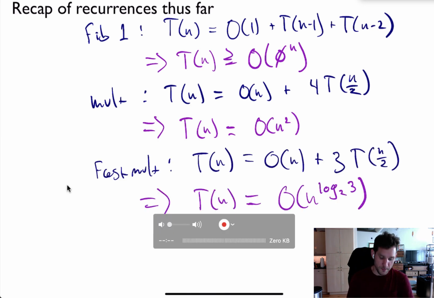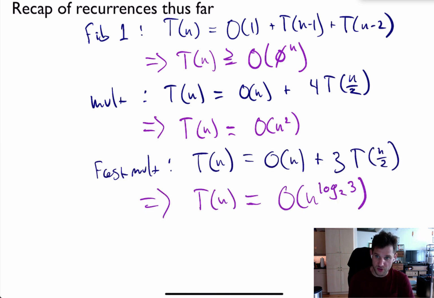Finally, we also saw the fast mult version, which used a trick from Gauss, which managed to reduce the number of multiplications on every recursive call of the algorithm to 3. We ended up getting a recurrence of the form T(n) equals O(n) plus 3 T(n/2). And of course, that led to a running time of n to the log base 2 of 3, which was faster than n squared.